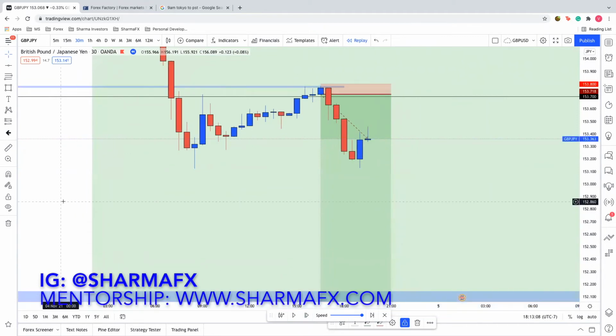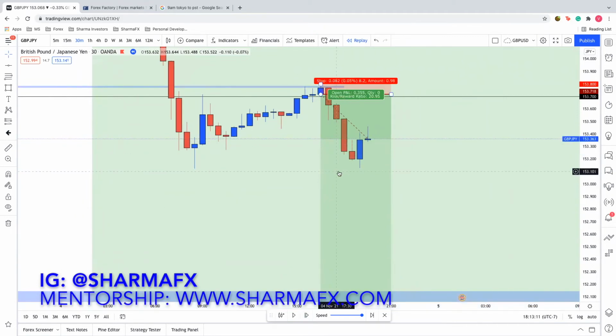And now here, we've created a new low. So now the thought process is we come back and we try to correct this bearish move to the downside, but 153,700 again being respected as resistance, and then we can continue pushing down.